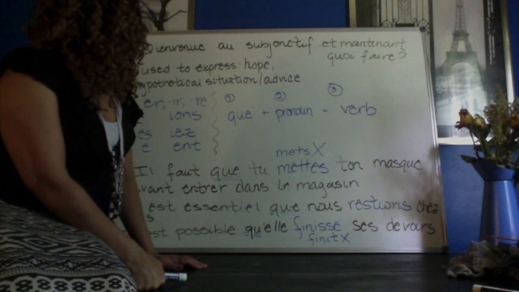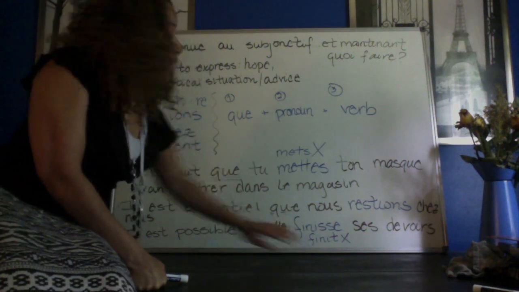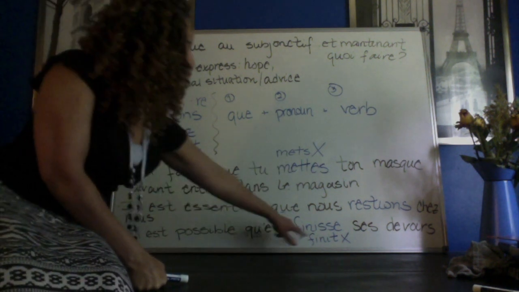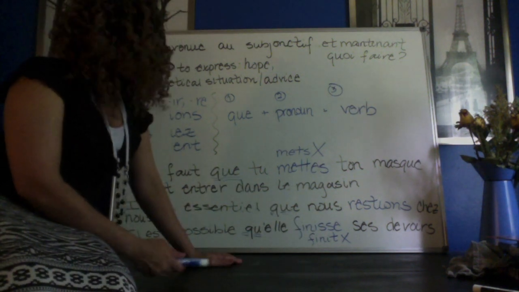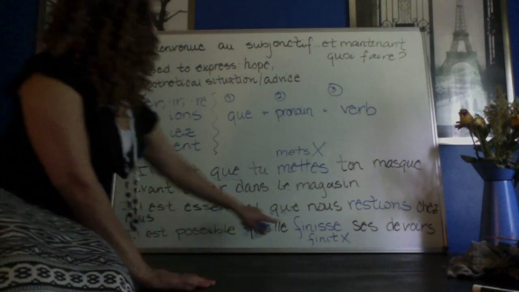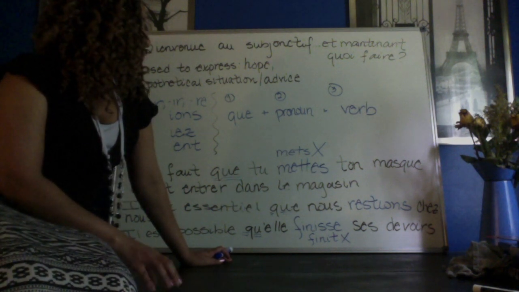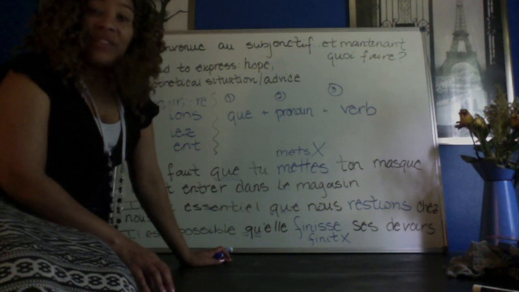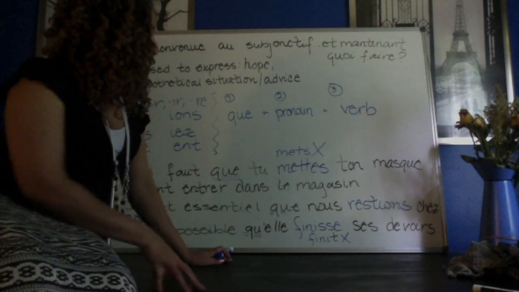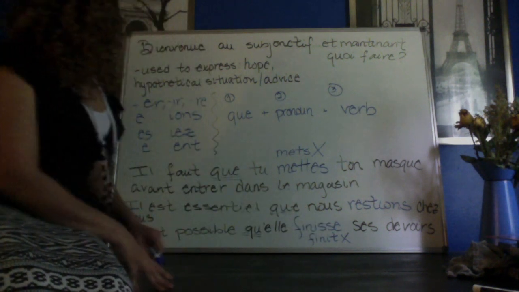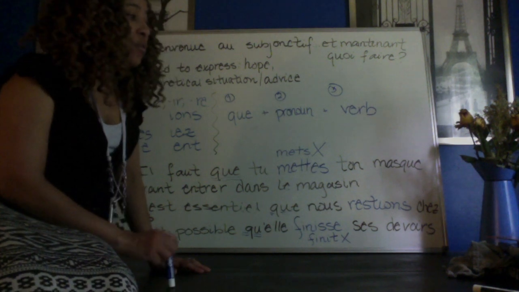So what I did here, I did the same thing. Normally, with the regular form of finir, with the third person, it's finit, F-I-N-I-T. But when you use the subjunctive, it's finisse, F-I-N-I-S-S-E. Why? Because the third person plural for finir is finissent, F-I-N-I-S-S-E-N-T. So that's removing the E-N-T and just adding that E at the end. And that is how you create the subjunctive, ladies and gentlemen. So what are we going to do?